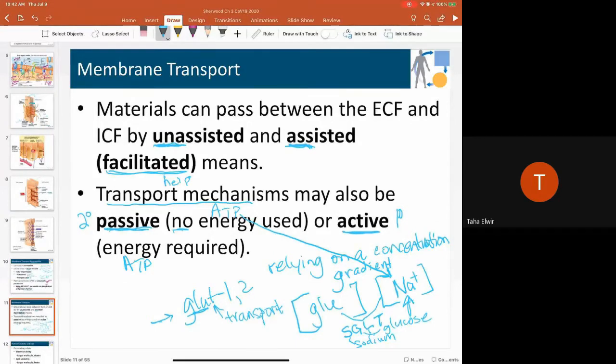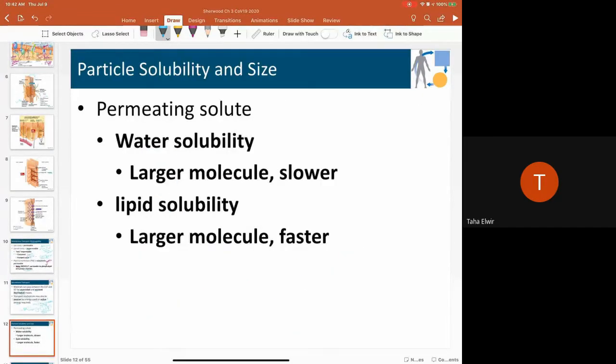Okay, so let's look at a cell. So draw a cell. And what is the solute concentration inside a normal cell? It's about 300 milliosmoles. It's actually 290 milliosmoles, but they usually round it up to 300.